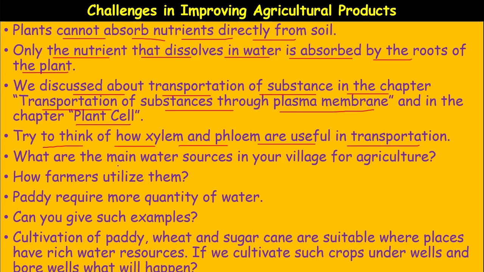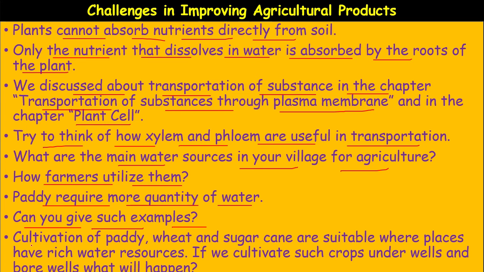So, what are the main water sources in your village? Try to answer these questions, children, for agriculture. Some villages possess canals, and in some villages, okay, only tube wells and bore wells. Okay. How do the farmers utilize them? The paddy requires more quantity of water, as we know that. So, can you give such examples?